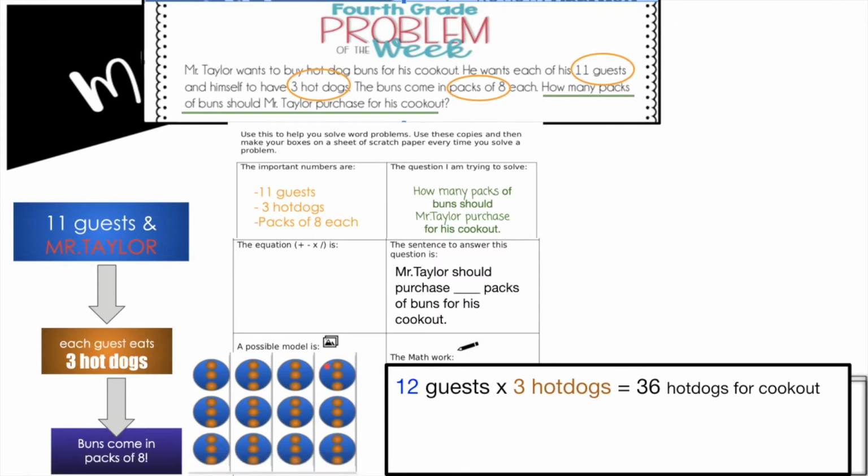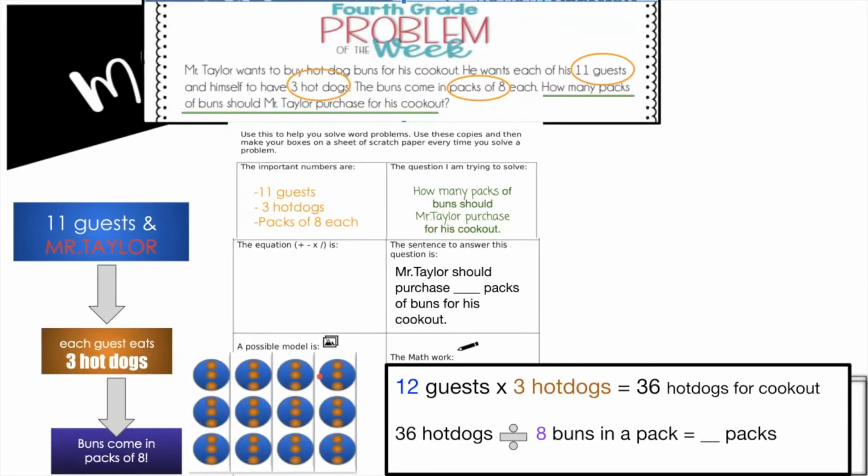Why do hot dogs matter? Because buns go on the hot dogs. So you have 36, and now you have to use your 36 and divide by 8. Why did Miss Princell divide? Well, she needs to find out how many hot dogs are going in the buns.